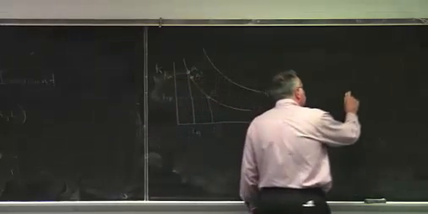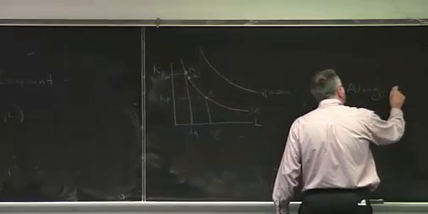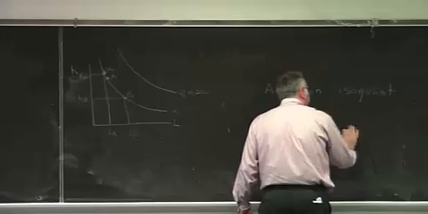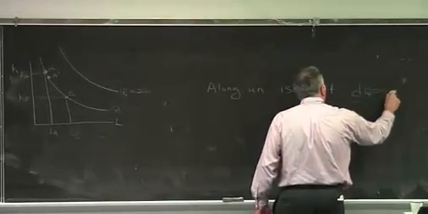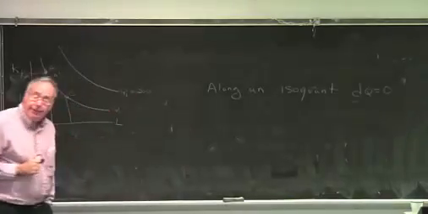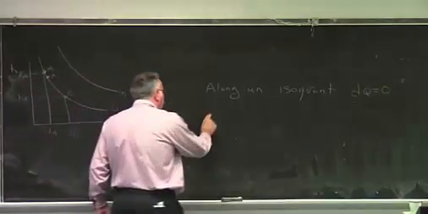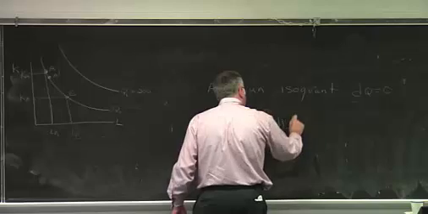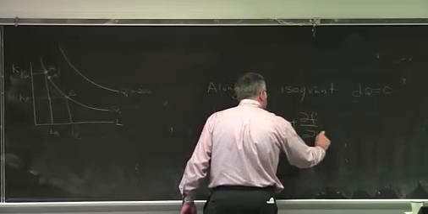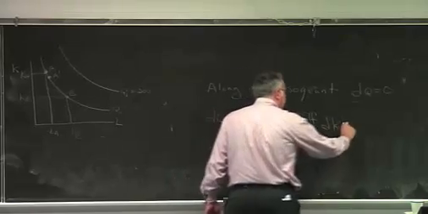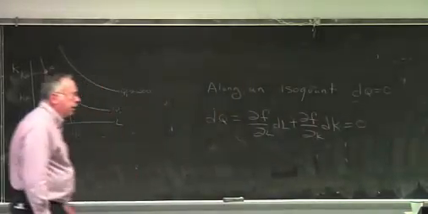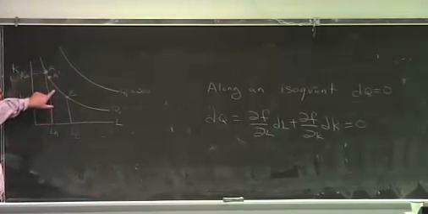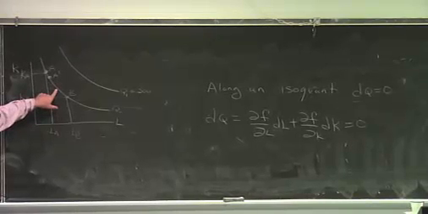So moving along an isoquant, we have dq equals 0, just by definition of an isoquant. But what is dq? dq is this. Now, setting this equal to 0, we can solve for dk/dl. And dk/dl would just be the slope of the isoquant at a point.